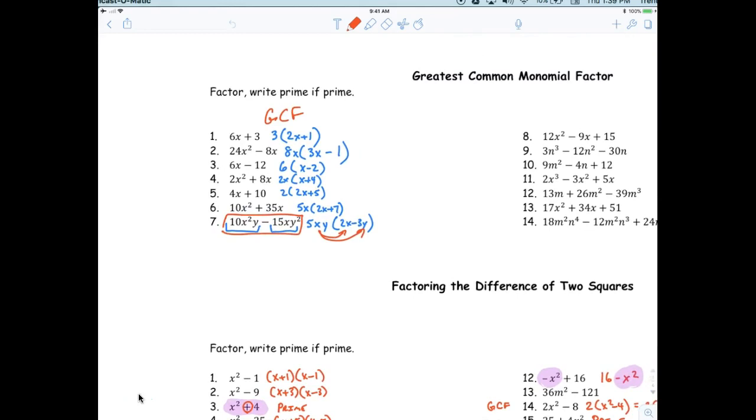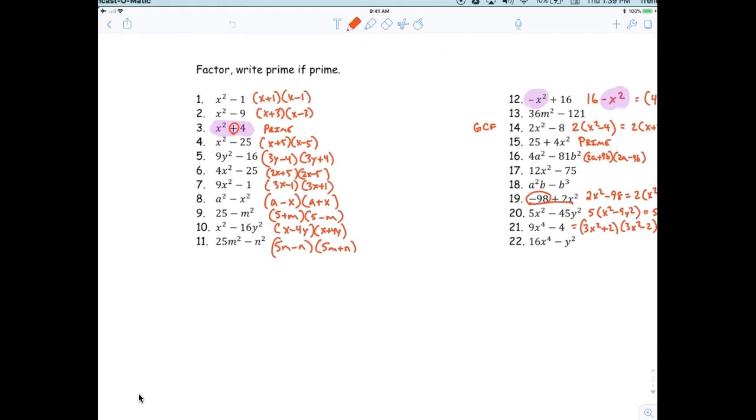When we did the factoring out the GCF, anybody have any questions with 1 through 7? 1 through 9. Any questions there? Number 3. Oh yeah, never mind. Anybody else? Right there on this section.